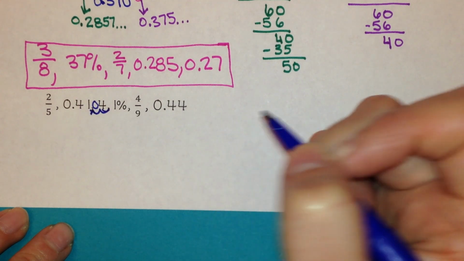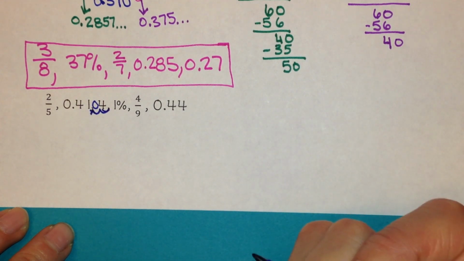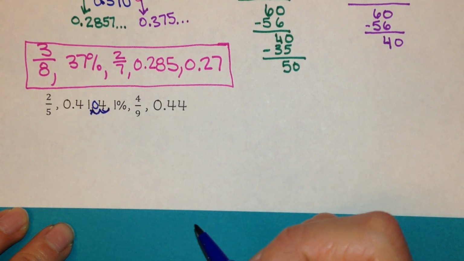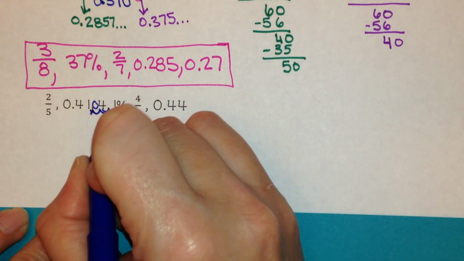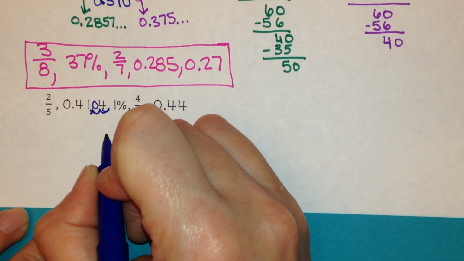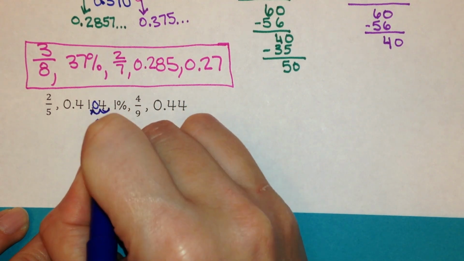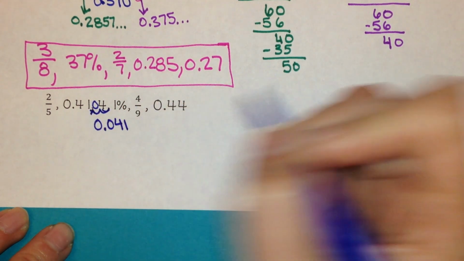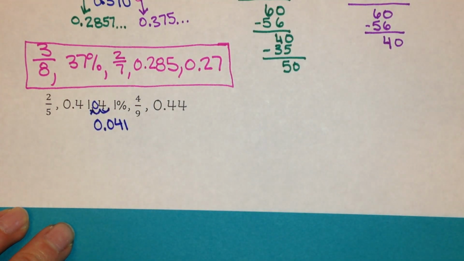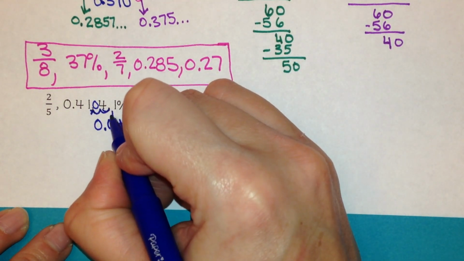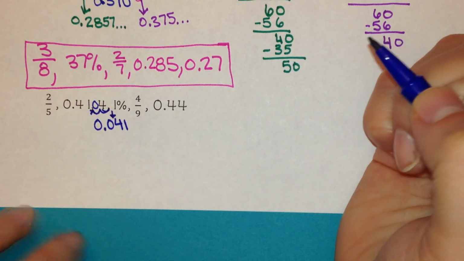Well, we have, this one's a little different, 0.041. And I can always put a 0 in front of that point. So I have 0.041. So it's a little different than the one we did before because we actually had to add a 0 in there. So I'm just going to put an arrow down here so I know what that was.